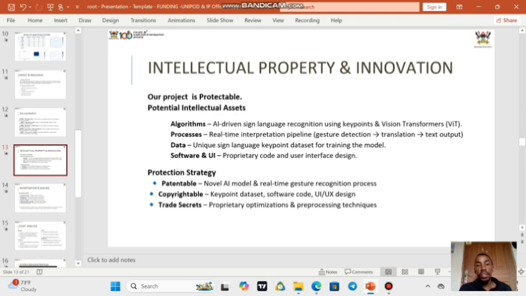Moving on to intellectual property and innovation, our project is protectable, simply because we have potential intellectual assets that are copyrightable, patentable, and that fall under trade secrets. Our potential intellectual assets include the algorithms, processes, data, and the software UI. For our protection strategy, the patentable items are the novel AI model and the real-time gesture recognition process. Then the copyrightable items are the key point dataset, software code, and the UI/UX design. The trade secrets are the pre-processing techniques that no one can know except us.